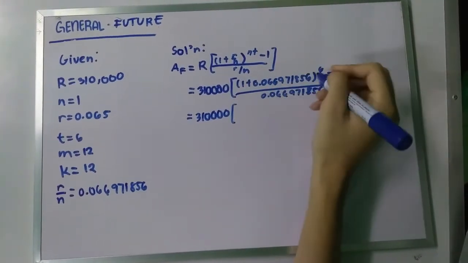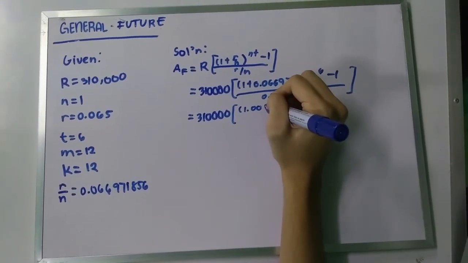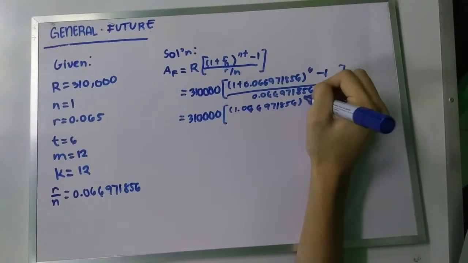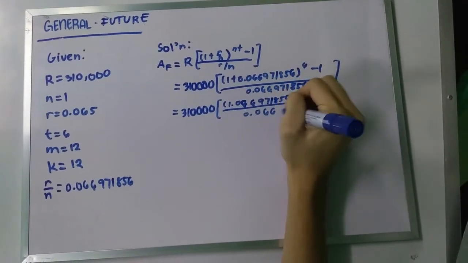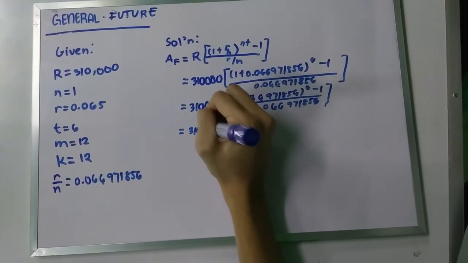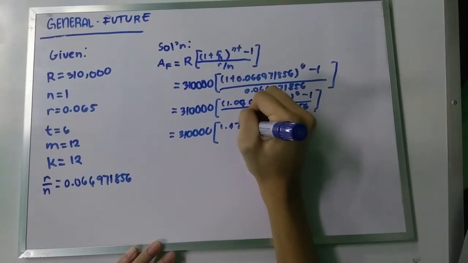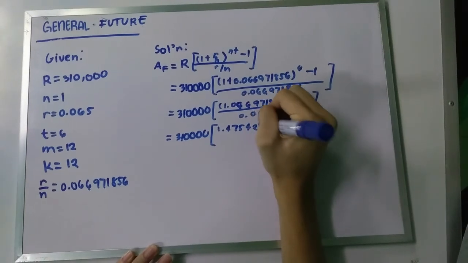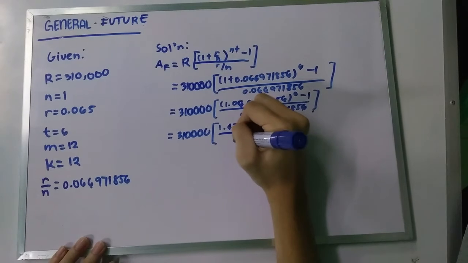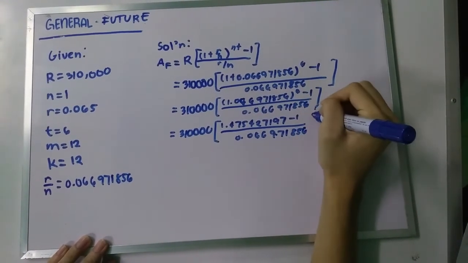Using the PEMDAS method, we should first solve the values within the parentheses. So if we add both of these, our answer is 1.066971856. That to the power of 6 is 1.475427197. It is better to write each step so as to avoid confusion when reviewing later.